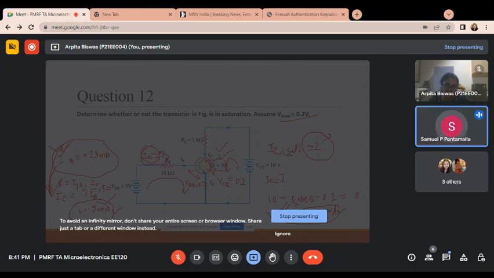Okay, madam. IC calculated is greater than IC sat, or equal to IC sat. In that case, we can tell that this circuit is in saturation mode. So we have that much input current, so it is able to get that much output current. So this circuit or transistor is in saturation mode.